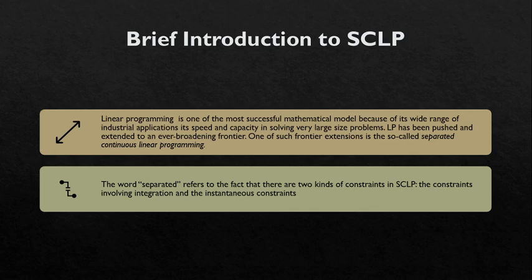So the word separated refers to the fact that there are two kinds of constraints in this linear programming: the constraints involving integration and instantaneous constraints. Linear programming is one of the most successful mathematical models because of this wide range of industrial application, its speed and capacity in solving very large size problems. Linear programming has been pushed and extending to an ever-broadening frontier.